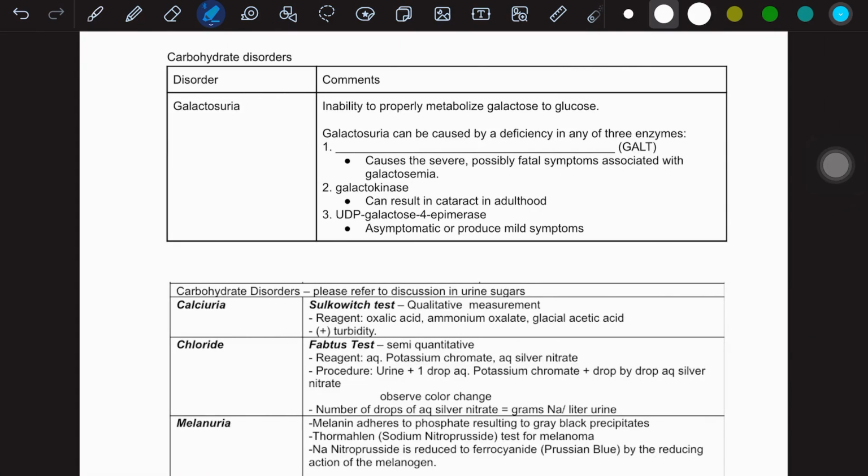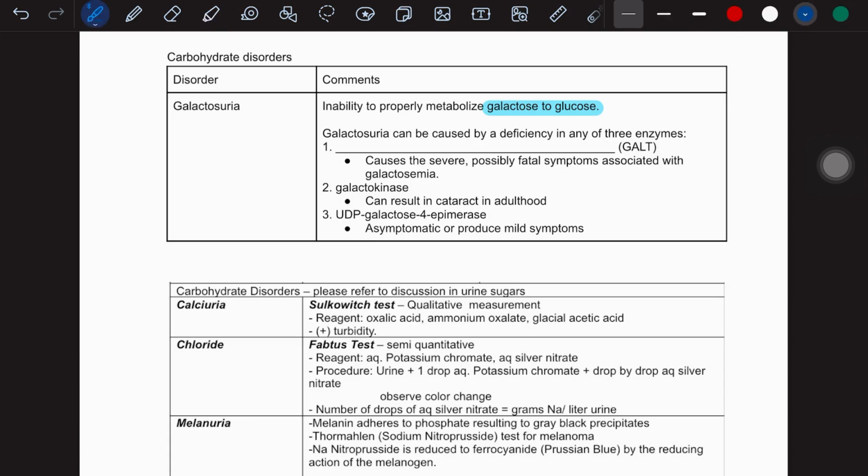So next one, we have our carbohydrate disorders. So you can write this so you can see it in your compilation manuals. For your carbohydrate disorder, one of the important things you should know is about galactosuria. This is the inability to properly metabolize galactose to glucose. It can be caused by a deficiency in any of the three enzymes.